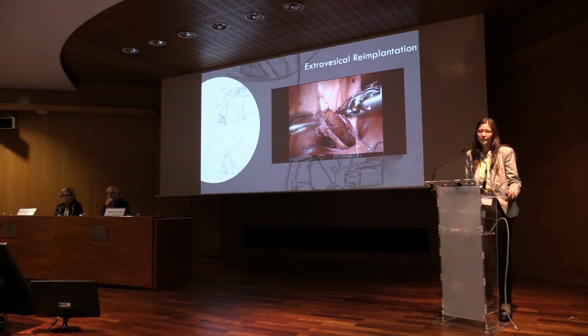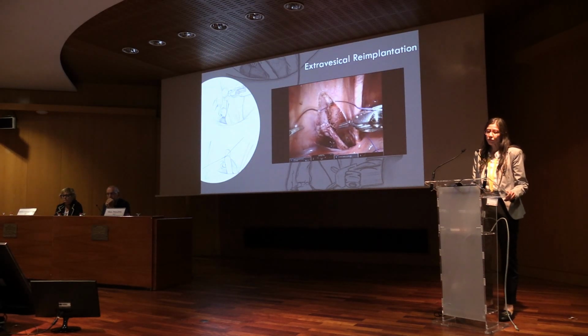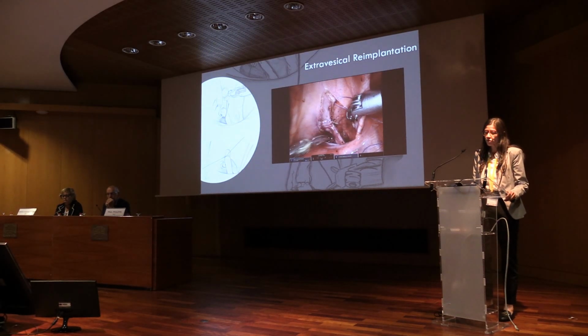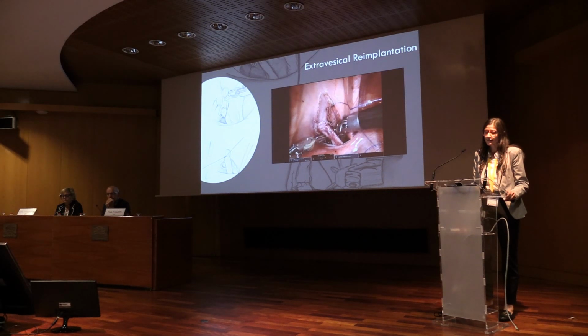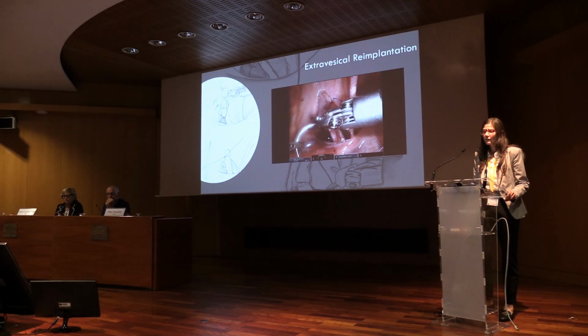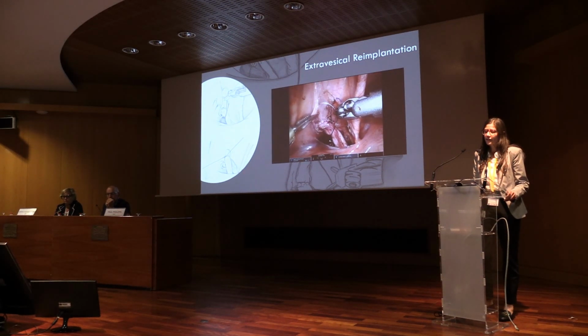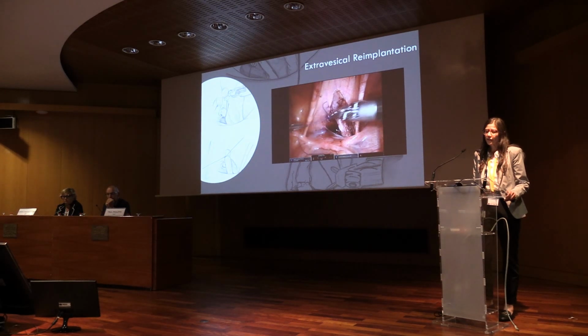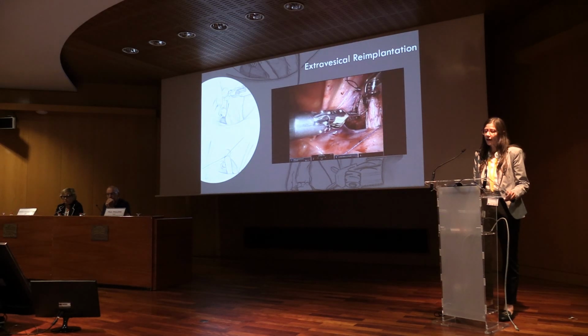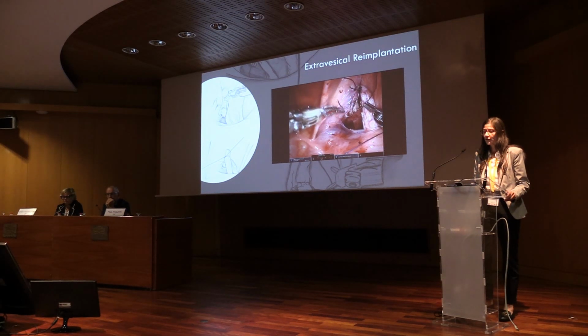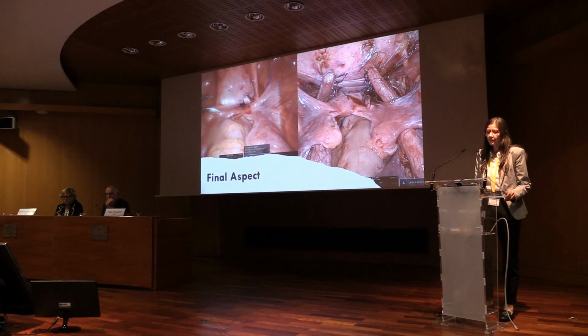Finally, the ureter is reimplanted into the detrusor tunnel using a top-down approach, with the first stitch placed at the apex of the tunnel in order to elevate the ureter and avoid direct excessive ureteral manipulation, and a subsequent series of 2-3 resorbable stitches to close the tunnel. And this is the final aspect of unilateral or bilateral reimplantation.